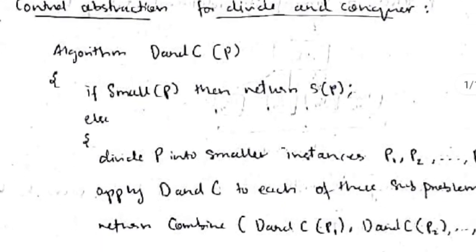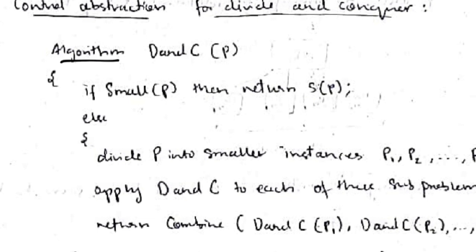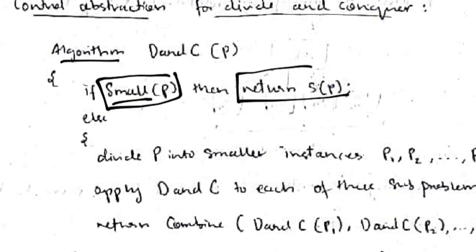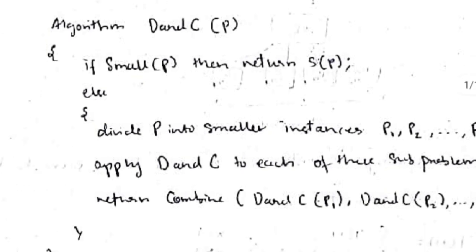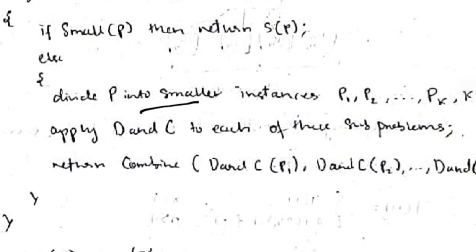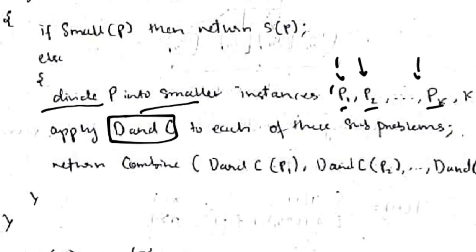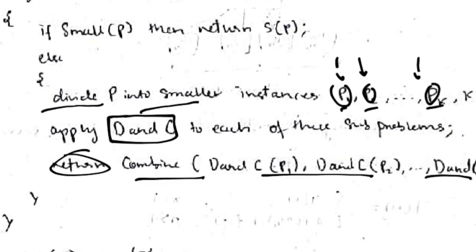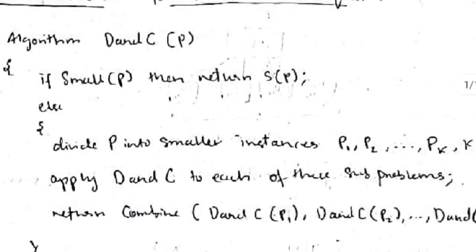Control abstraction is just the written algorithm. If small(p) holds, meaning the problem is small enough to be solved by a direct method, it should be solved; else it should be divided into smaller parts, p1, p2 till pk. After dividing into small parts, we apply divide and conquer to each part and find the solutions. Finally we combine all the solutions together and return the main solution. This is the divide and conquer algorithm.